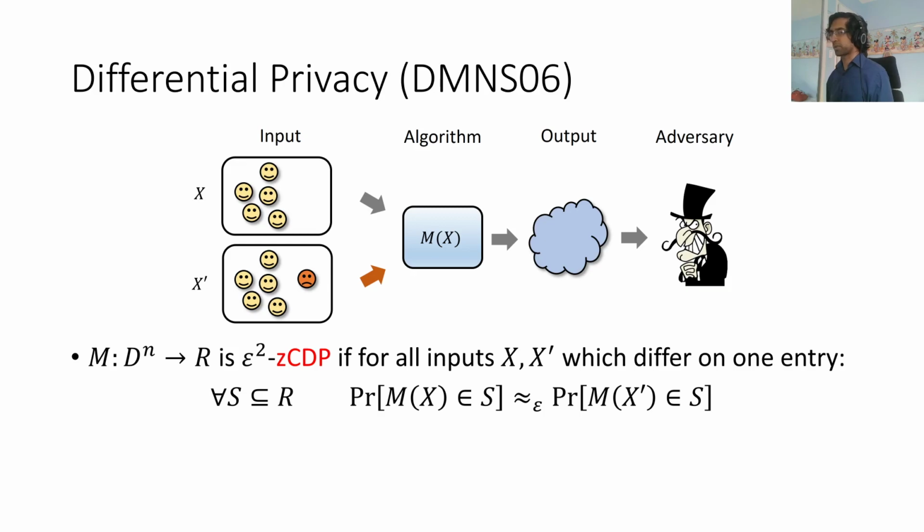For those experts in the audience, this is a notion of privacy which lies between pure differential privacy and approximate differential privacy, that is between epsilon-DP and epsilon-delta-DP. But we're not going to go too much into the details and just say that it's a reasonable notion of privacy, which is related to pure differential privacy, which I told you.